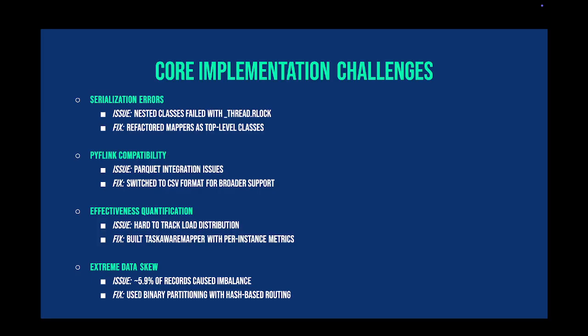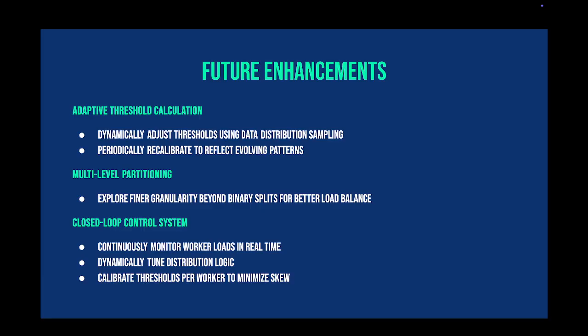Moving ahead, there are three major improvements I'd explore. The first one is adaptive thresholding, where we could dynamically set thresholds based on real data samples instead of using a fixed value. Second one is multiple level partitioning, which would go beyond the high-low splits and allow for finer load distribution. And third, a closed loop control system, which would monitor workloads in real time and automatically adjust distribution logic and thresholds per worker. This would help in reducing the skew even further.